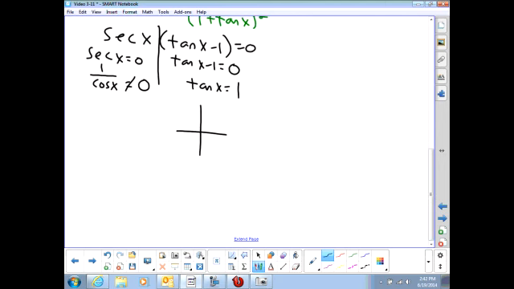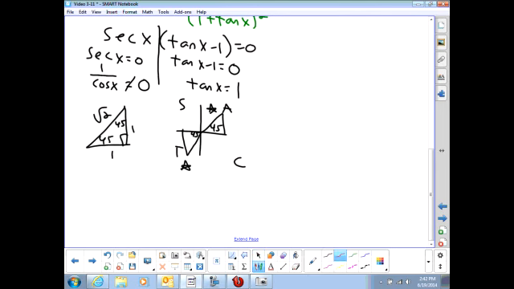Tan is positive using your ASTC in the first quadrant and the third quadrant. And from your 45, 45, 90 triangle, tan of 45 would be 1. So we're really working with a 45-degree reference angle. So that's 45 degrees and 225 degrees. That's from 180 plus 45.